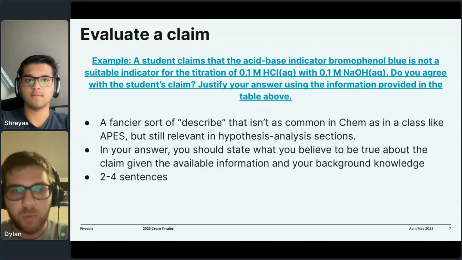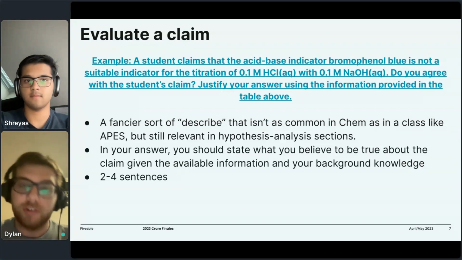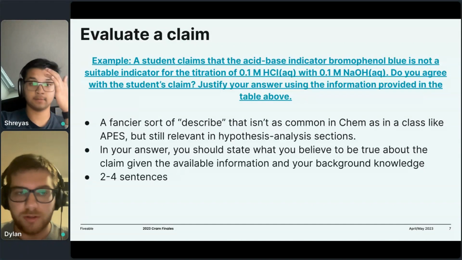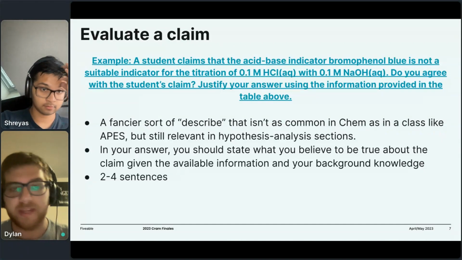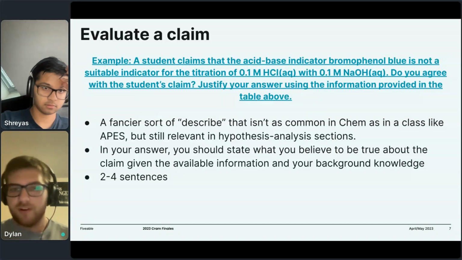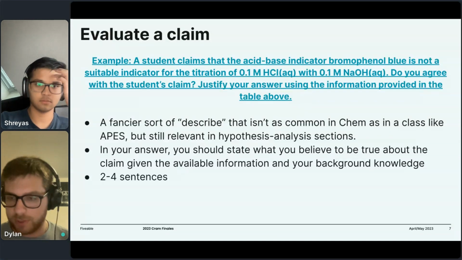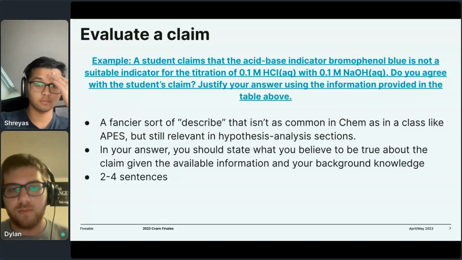For example, with this problem, one might say, I disagree with the student's claim because, and your answer wouldn't be, I would rather use this. It should be because the pKa of bromophenol blue is different from the pKa of whatever. And yes, you should always say, I agree or I disagree. Be clear with your answer and justify it with actual data or chemistry.